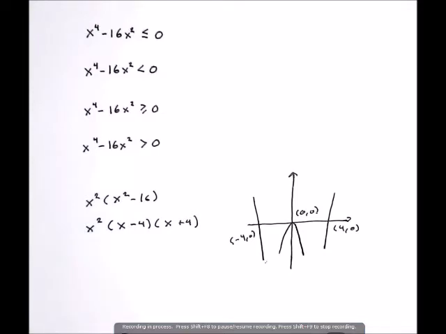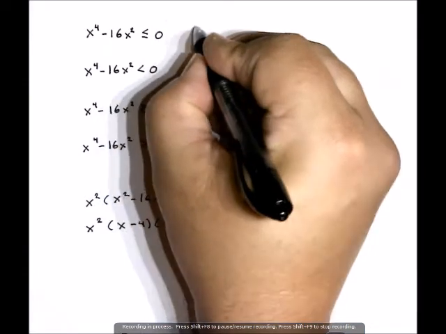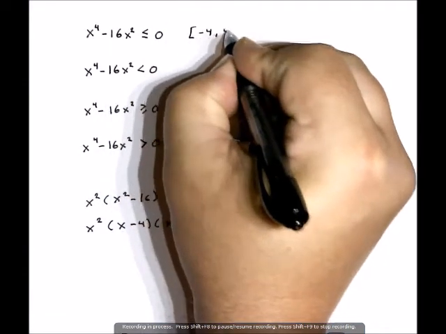And now let's look at how that affects these 4. Okay, for less than or equal to 0, what I'm looking for is all these points below the x-axis or on the x-axis. So I'm including this branch, this whole branch, and this branch, which is just going to be negative 4 to 4, and I'm including each of them. So square brackets.